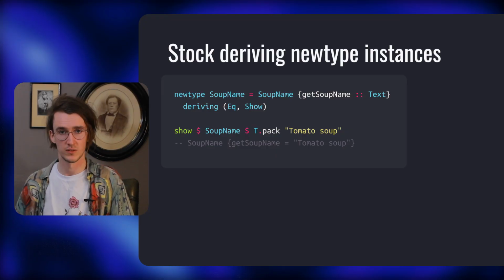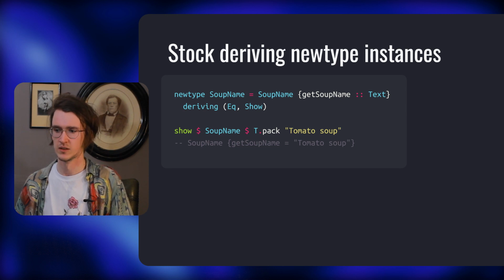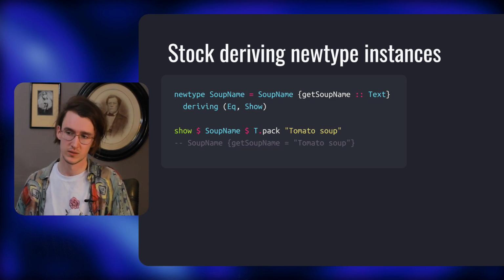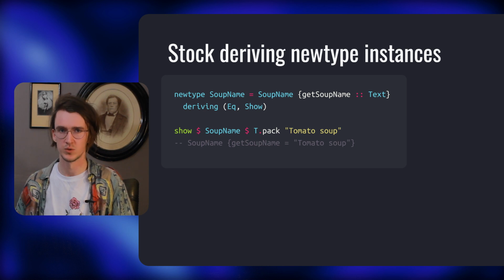We can stock derive instances for Eq, Ord, Enum, and Bounded. We declare the SoupName newtype and stock derive Eq and Show. It works. We can show the SoupName. However, notice that the Show instance includes the wrapper SoupName around the string. Sometimes it's what we need, but sometimes we want the newtype class instances to behave exactly the same way as the instance for the underlying type. For example, printing SoupName to the debug output should be just a string.